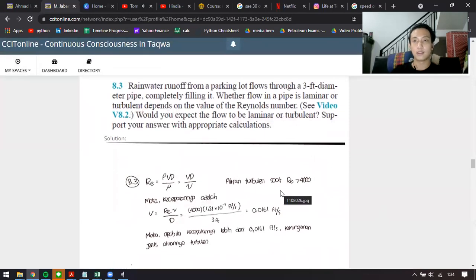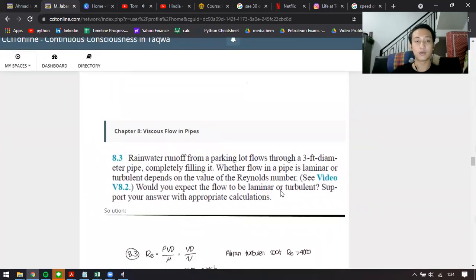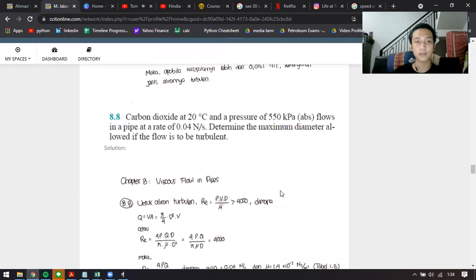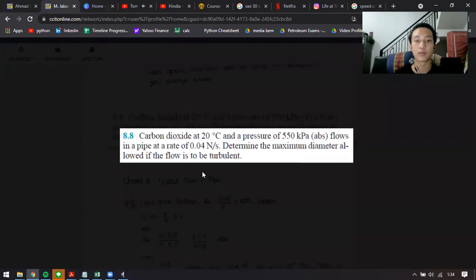That is the solution of problem 8.3. Next, we jump on problem 8.8. The problem is: carbon dioxide at 20 degrees Celsius temperature and a pressure of 550 kilopascal, absolute pressure, flows in a pipe at a rate of 0.04 Newton per second. Determine the maximum diameter allowed if the flow is to be turbulent.